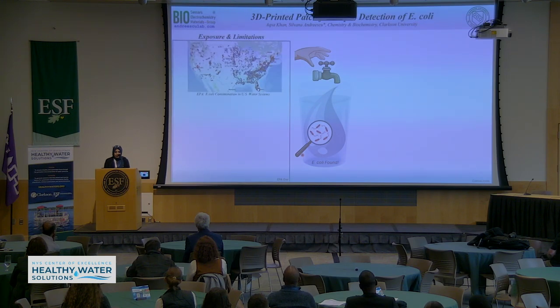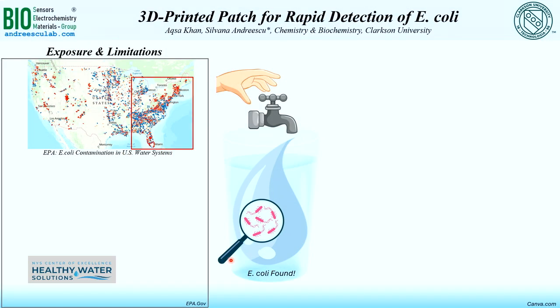So, as reported by the EPA, if we look at the map, the most eastern part of America is highly exposed to E. coli. And the worst part is that continuous consumption of this E. coli contaminated water causes almost 3.5 million deaths annually. And the numbers are higher in resource limited areas.